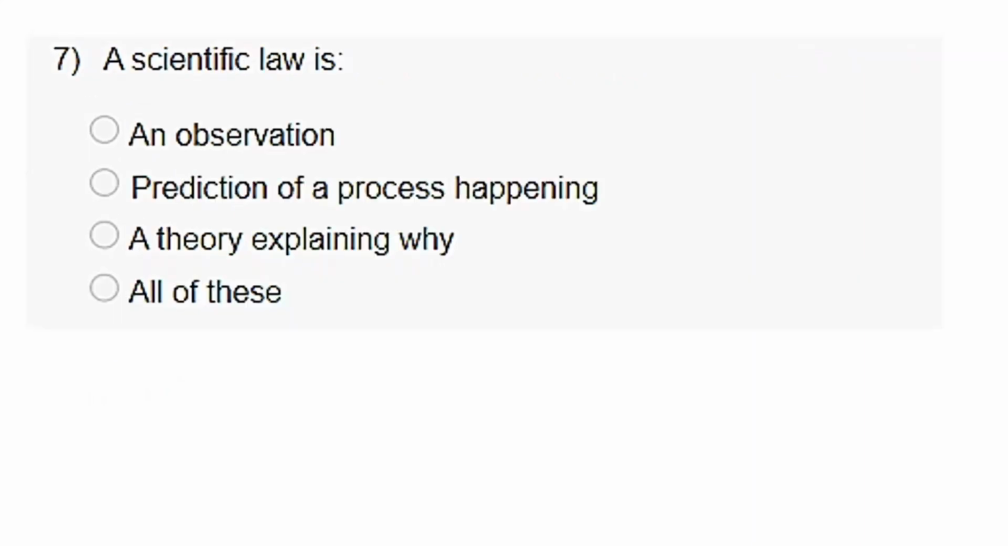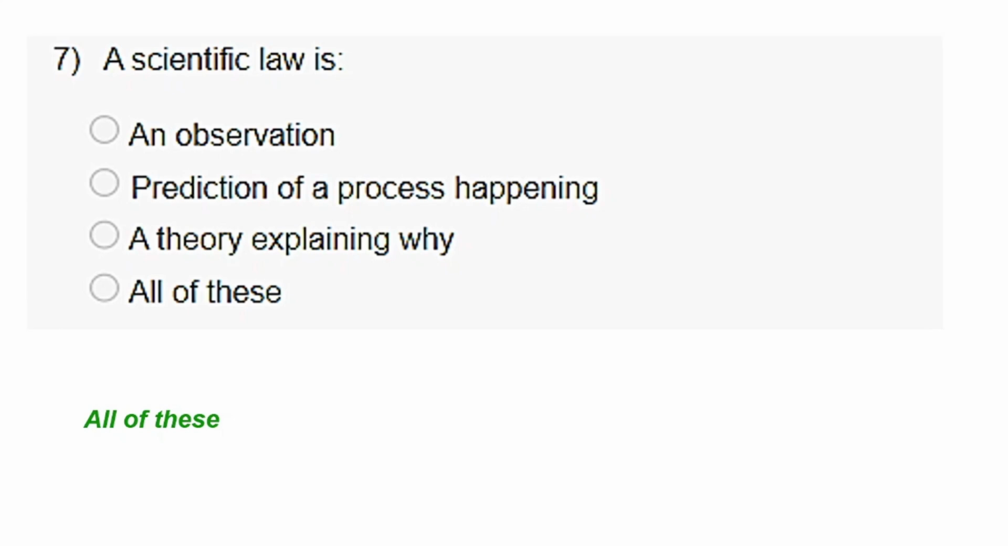A scientific law is, anybody? Okay. So all of these. A scientific law is an observation, because something has been observed, and let's take for example Mendel's laws. Mendel worked with pea plants, he observed some things, and then he made a kind of law. So it's definitely an observation.